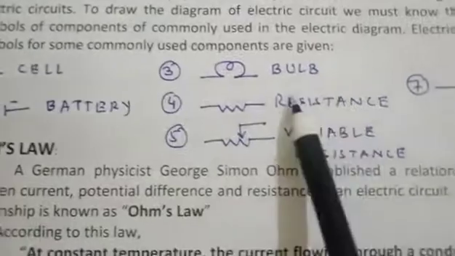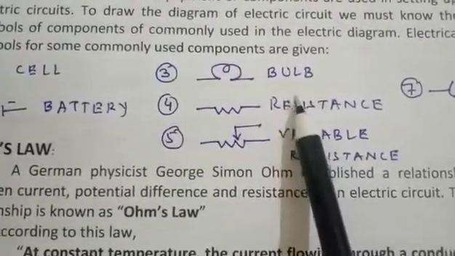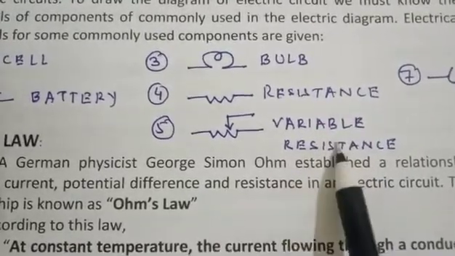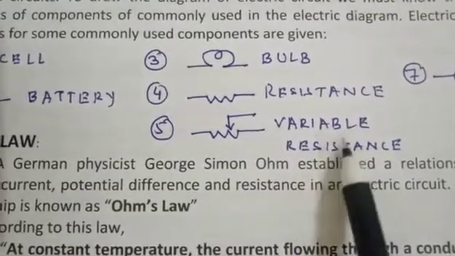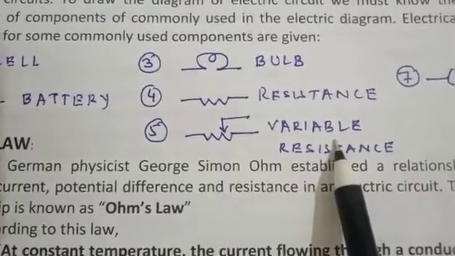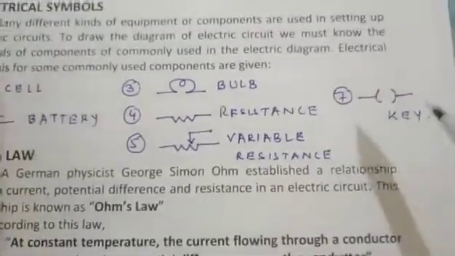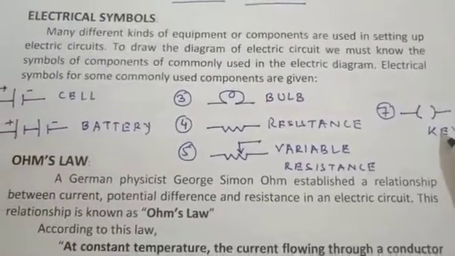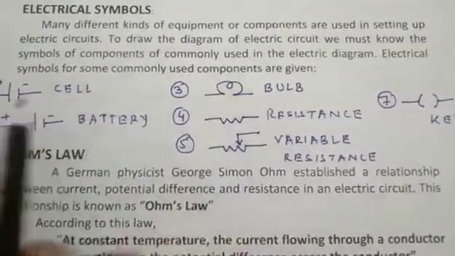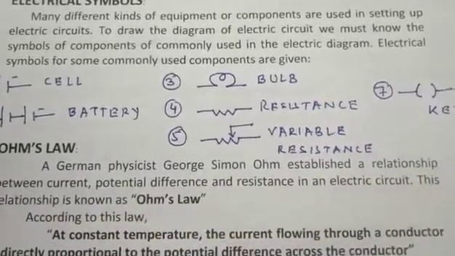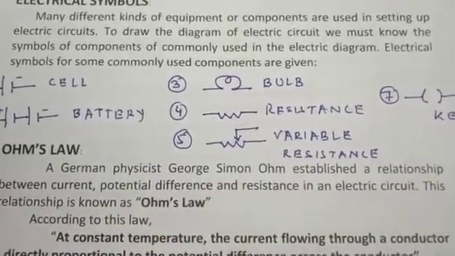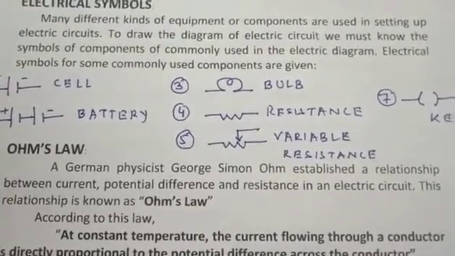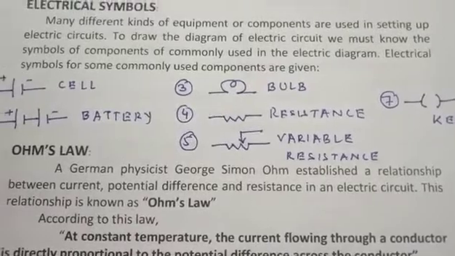The third one represents a bulb, then resistance. Fifth, variable resistance, which is also known as a rheostat. And the seventh one is a key, which you normally call a switch. So I have taken some examples of electrical components and their symbols. We have many more symbols, which you will find in the NCERT book.